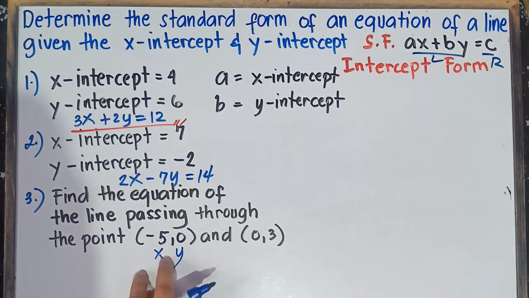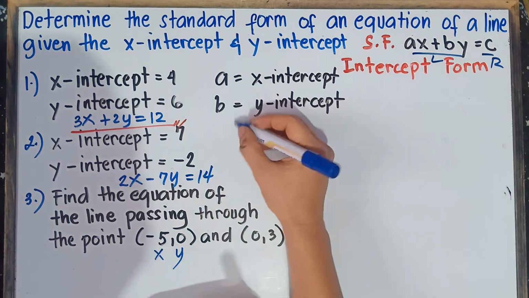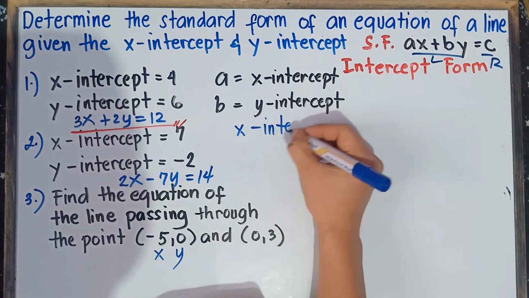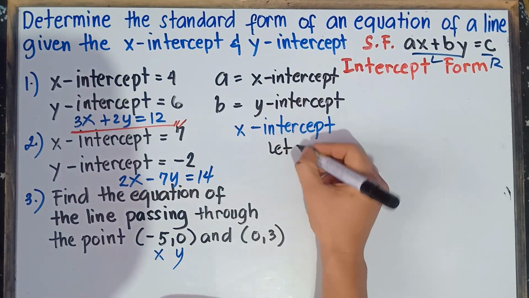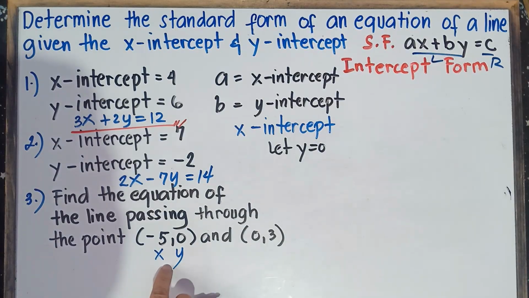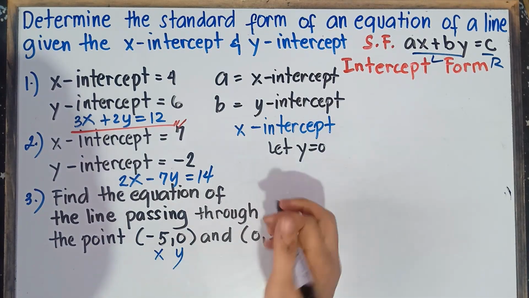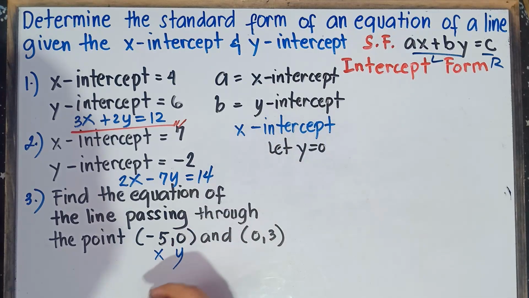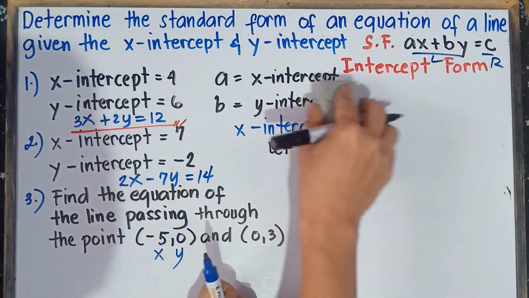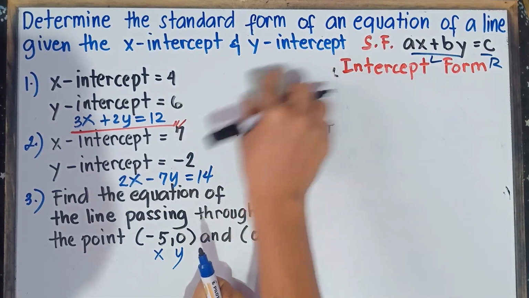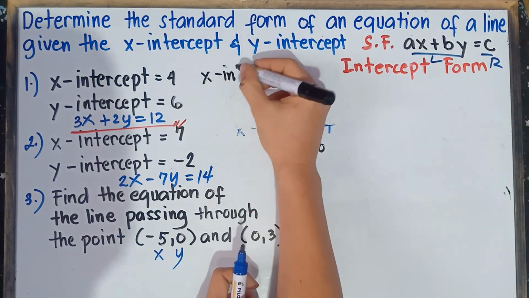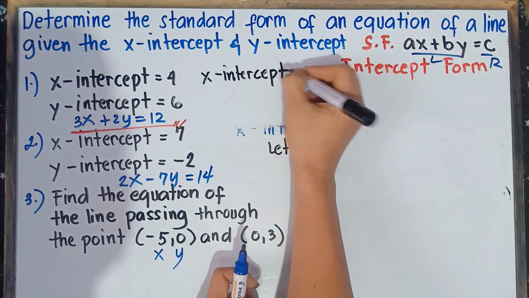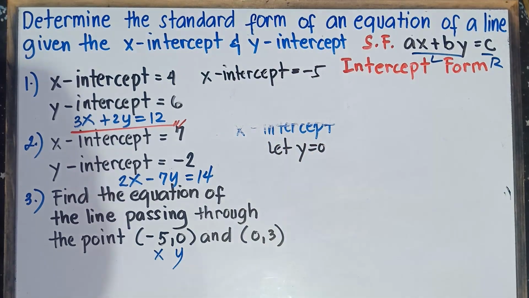To find the x-intercept, let y equal to 0. So therefore, y is equal to 0. This will be our x-intercept. So the x-intercept would be negative 5. We can write it here. Okay, we don't have enough space. So the x-intercept would be negative 5.